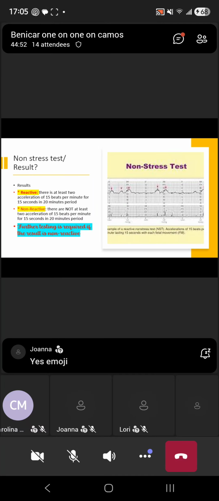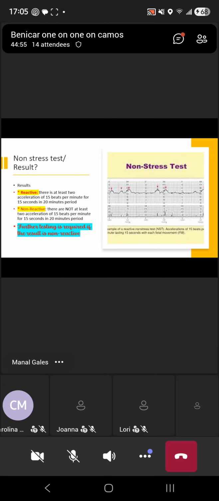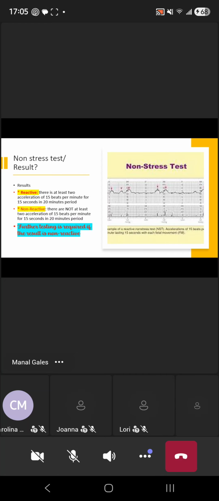So this is a non-stress test, okay? How fast is a heart? When we do the non-stress test, we look for reactive. We look for acceleration, right? How many extra beats do we look for? 15. We need 15. Like if his baseline is 120, we need to see 135.